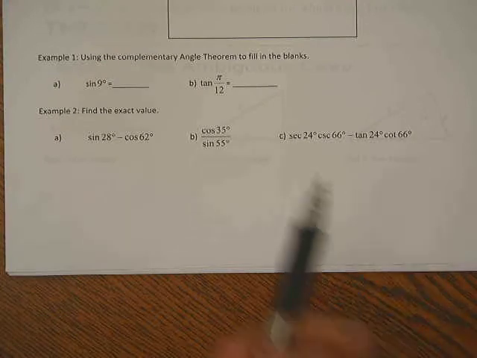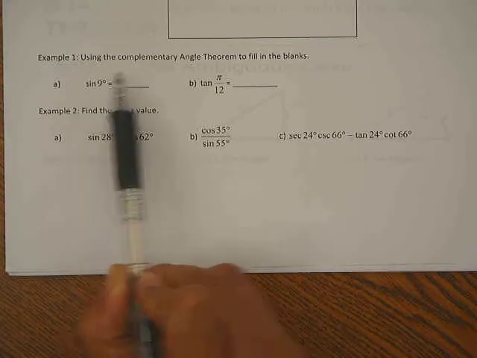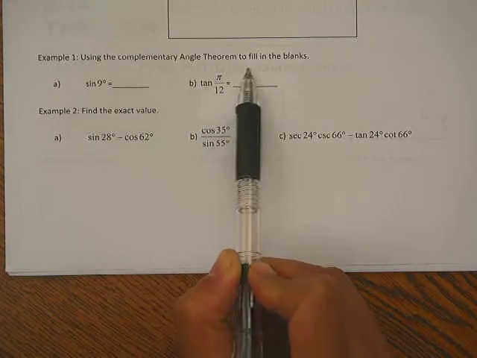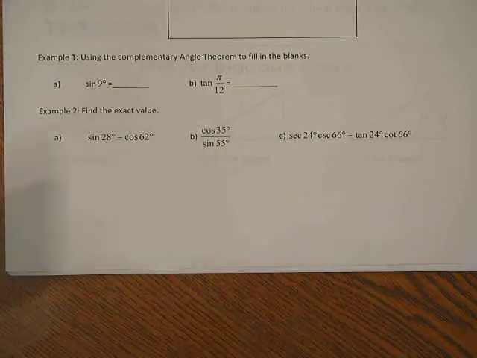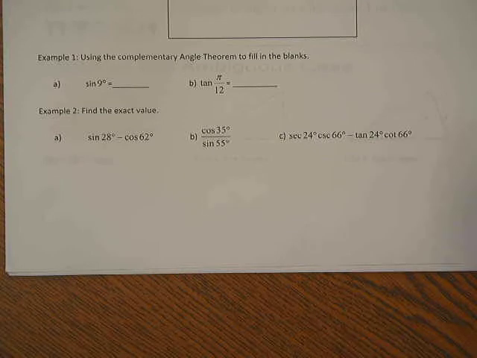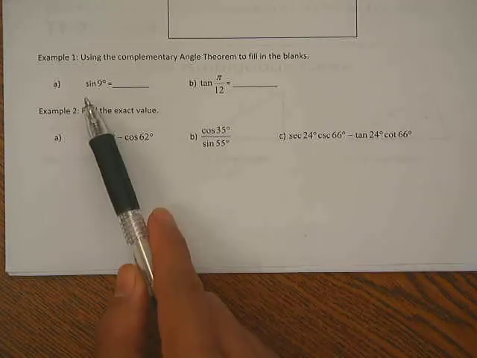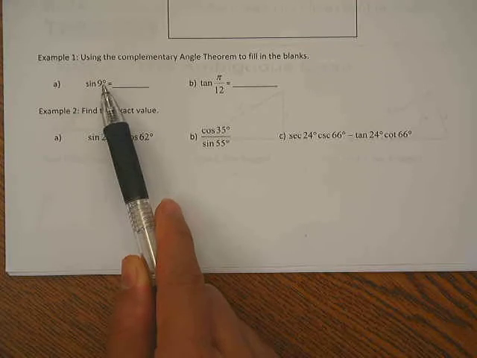All right, here we go. Example 1, using the complementary angle theorem to fill in the blanks. I got A and I got B. Without the calculator, okay? Remember, you cannot use a calculator unless the direction says use a calculator or use a graphing utility. So what we're going to do is find the value of sine of 9 degrees.